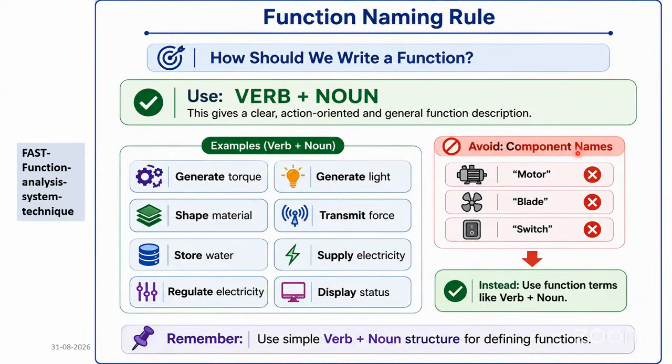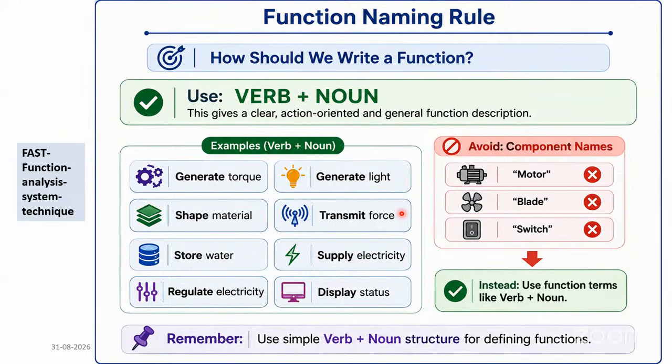So how will you name a function now? As I told you, we are going to have verb plus noun. For example, instead of saying the component name motor, we are going to say generate torque. That is, when you want to describe a function, you describe using this verb plus noun format. Generate torque or generate light. The functionality is described using these two words. This method is called FAST, that is function analysis system technique method, where the function is explained using this formula, that is verb plus noun. You transmit force, you supply electricity.